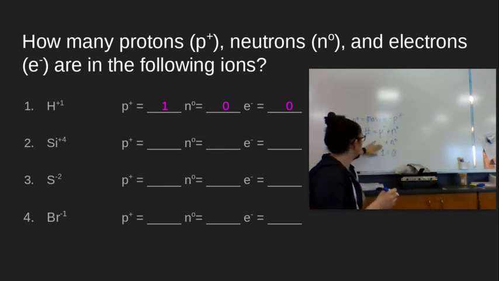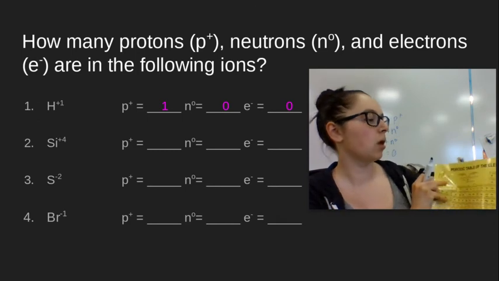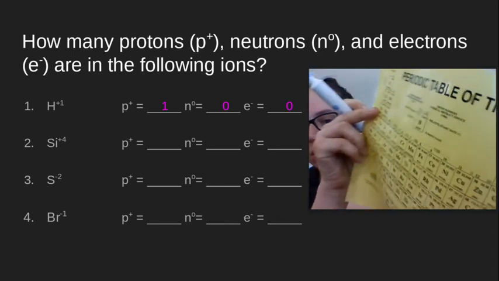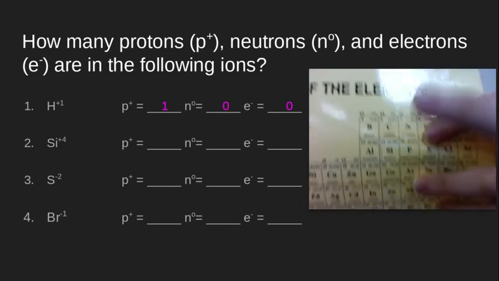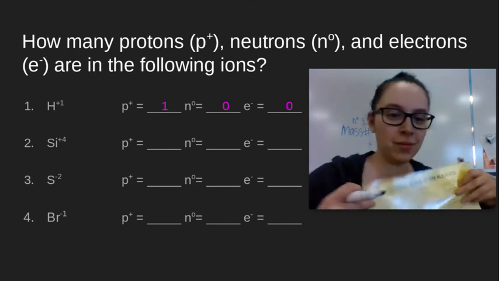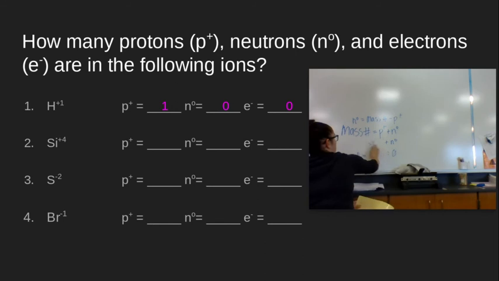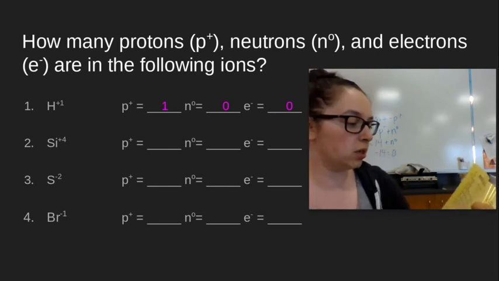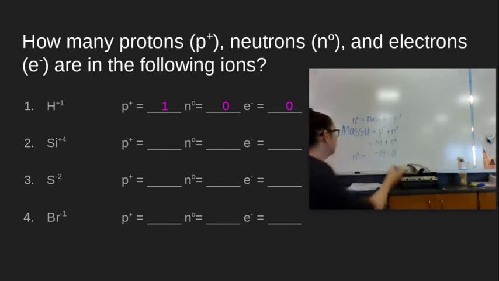Silicon, if I look at my periodic table, has an atomic number of 14. Okay? So that means my proton number is going to be 14. So I'm just going to fill in these blanks here. 14, because that's where my protons go. And then right there, my mass number, rounded to the nearest whole number, is 28. Okay? So I have 28 as my mass number.